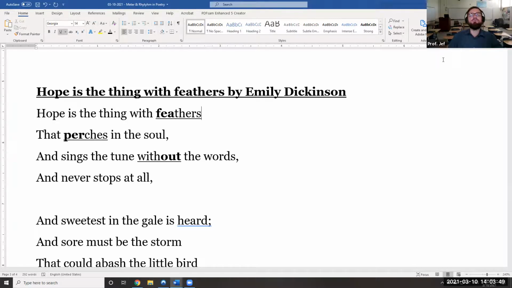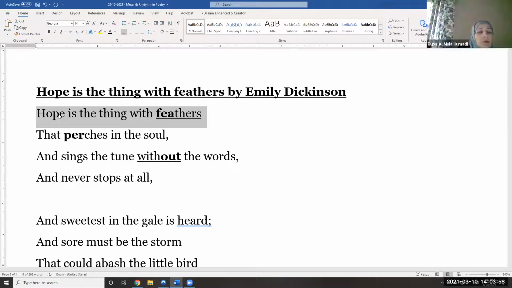Let me do this. Ruba, since you're there and unmuted, will you just read the first line for us? Just the first line. Hope is the thing with feathers. Good. Anybody else want to read the first line? Okay, Ruba, I'll ask you then. Read it one more time. Hope is the... You're perfect. You're doing great. Okay. Hope is the thing with feathers.